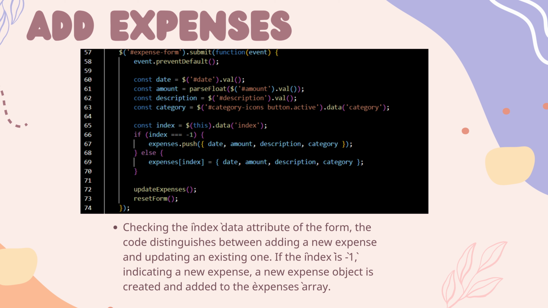In line 65, the code checks if the user is adding a new expense or updating an existing one based on the index value. If it's a new expense, a new expense object is created and added to the expenses array. If it's edited, the existing expense is modified. In line 72, the UI is then updated to reflect these changes using the update expenses function, and the form fields are reset for the next entry with the reset form function in line 73. This process ensures that user inputs are accurately managed and displayed in the expenses tracker application.